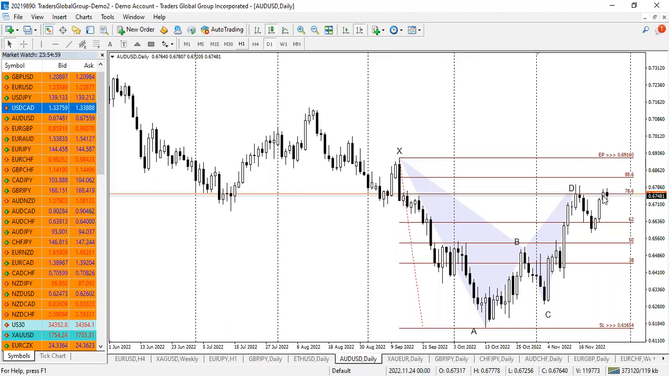Are you following now? So from this point, we should begin to expect the market to fall. So the market made a move from X to A, giving us a cutback of 78.6. That is number one confirmation.